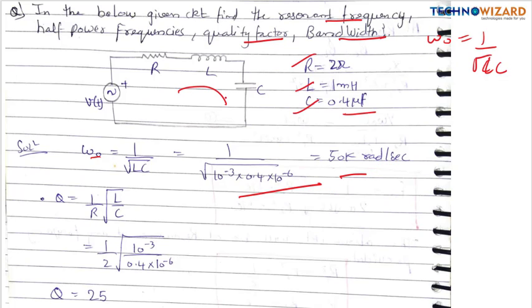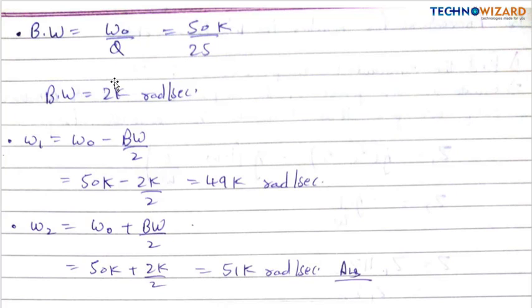Now this is a series RLC circuit. For a series RLC circuit, quality factor is equal to 1 upon R root L by C. From here you will get Q is equal to 25. Now you have to find bandwidth. Bandwidth is equal to omega naught upon Q. From here you can get 2k radian per second.